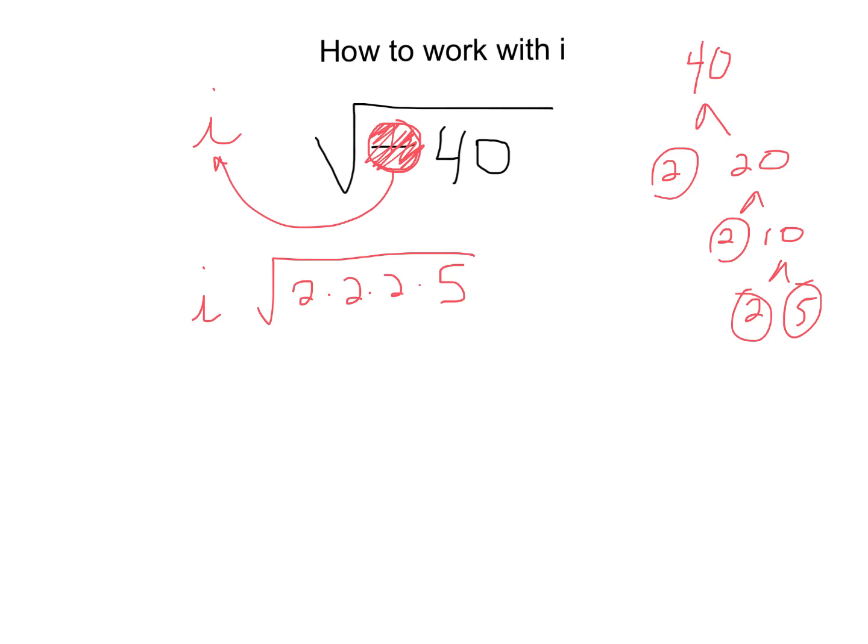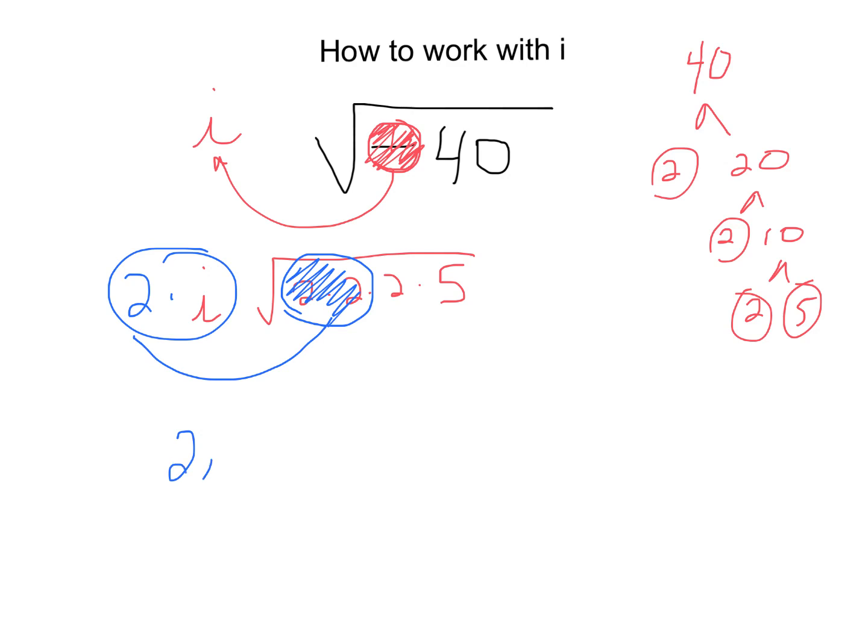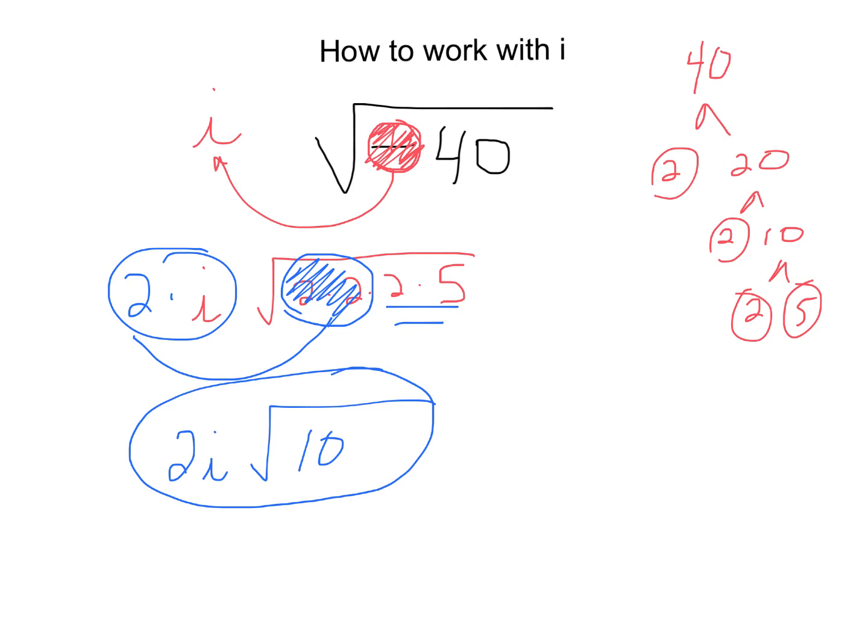Alright, let's get our perfect groups. I got a set of 2s that can come out. So 2. Alright, so let's multiply these together on the outside. I get 2i radical. Now, I've got 2 times 5 left under the radical, so that gives me 10. And there it is. Piece of cake.